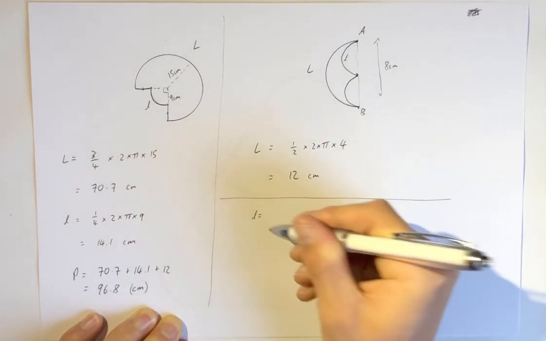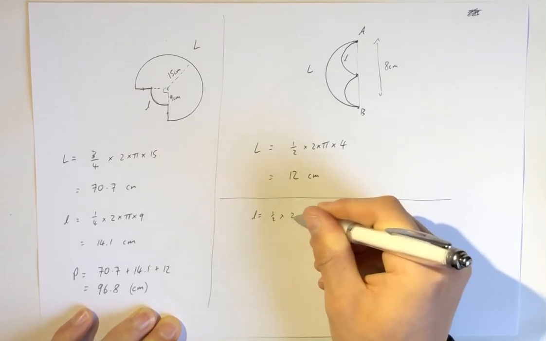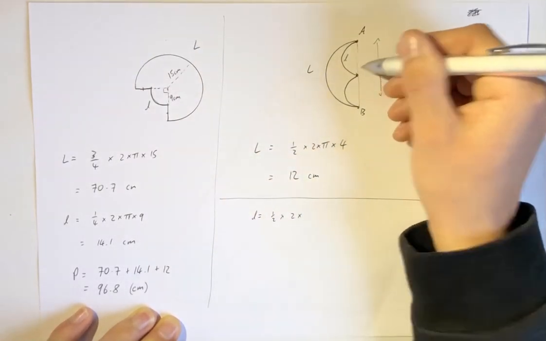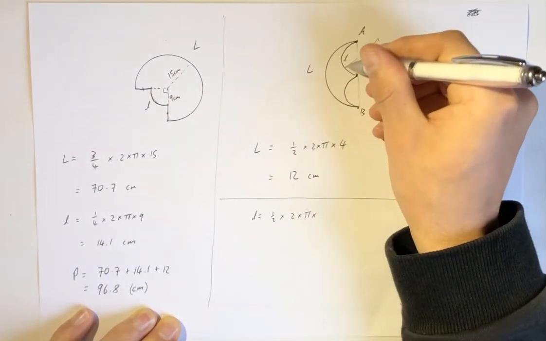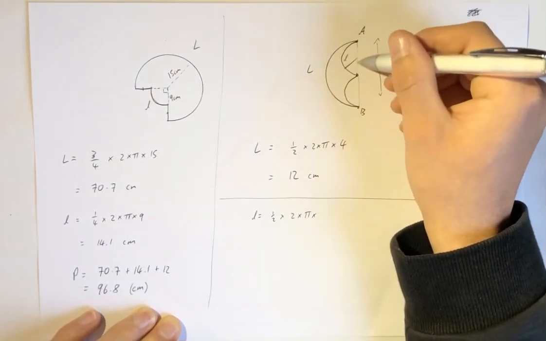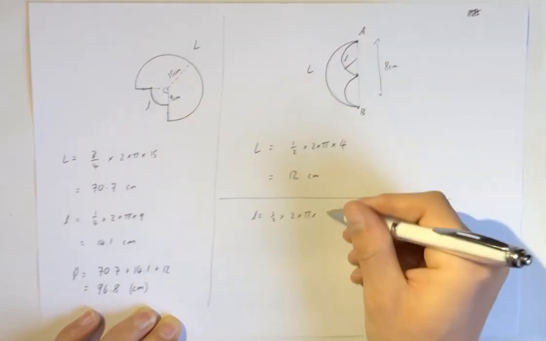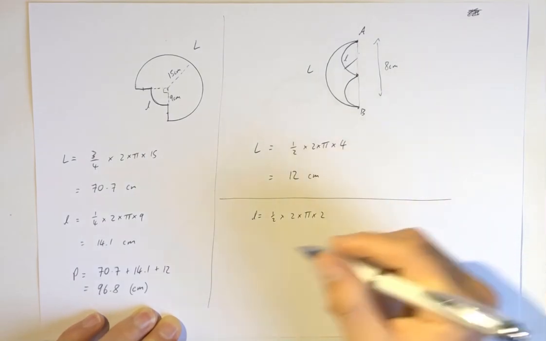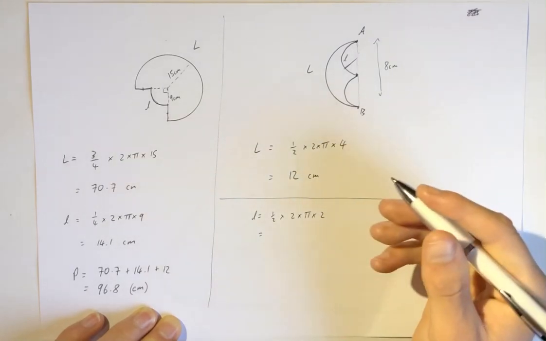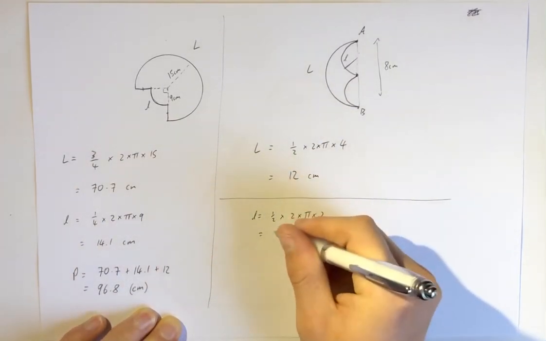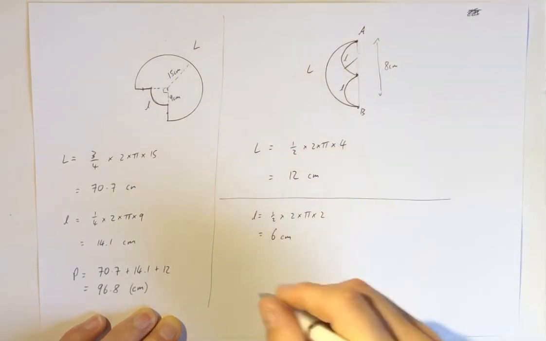So little l is going to be a half circle: 2 times pi times the radius. The radius of this is half of 8 and then half of that again, so a quarter of 8, times 2. So that path would be 2 times pi, and in this case we've used pi as 3, 6 centimeters, but we've got 2 little l's.